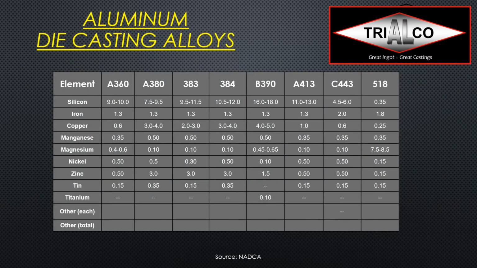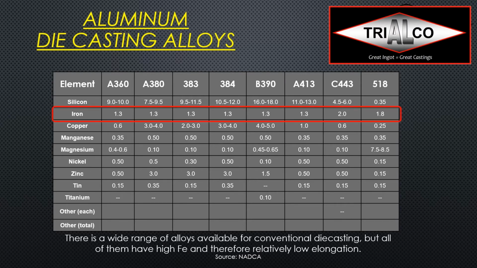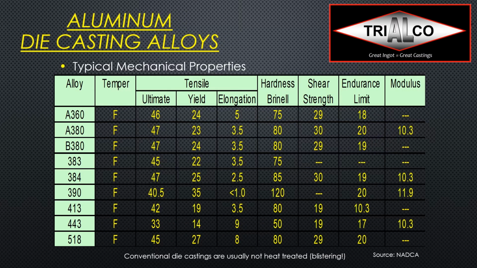But there's not just A380, there are actually a lot of different die casting alloys. The most common ones we see here, and that would be A360, 383, 384, B390, so very high silicon alloy, a 413, so almost eutectic die casting alloys, the C443, and then the 518, the 500 series die casting alloy. Now we can see all of them have one thing in common. They all have a very high iron level, and therefore if we look at their properties, which are really not that bad if you look at strength, so strength is pretty good, but all of them in F temper, because usually because of the porosity you cannot heat treat them.